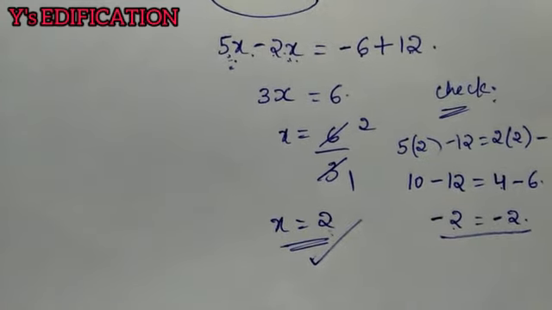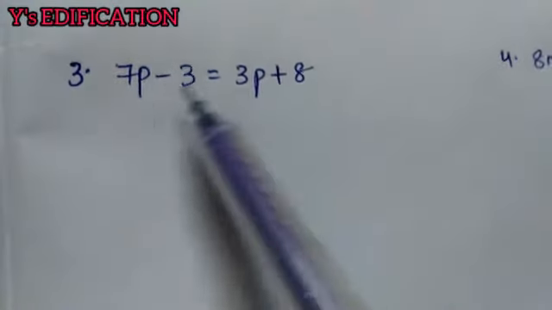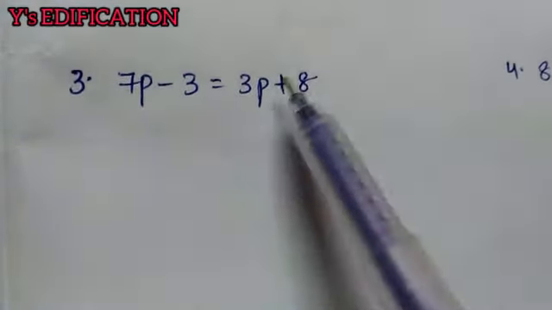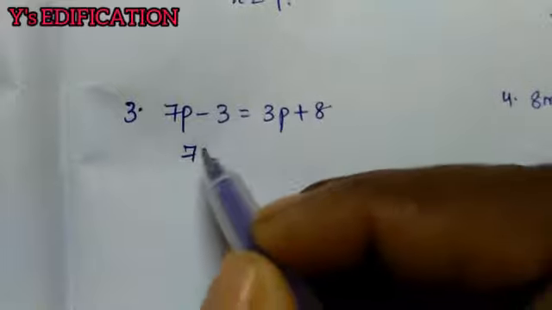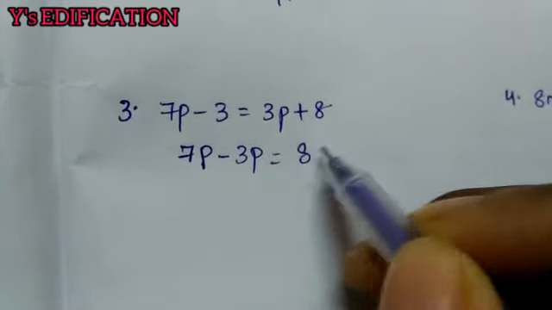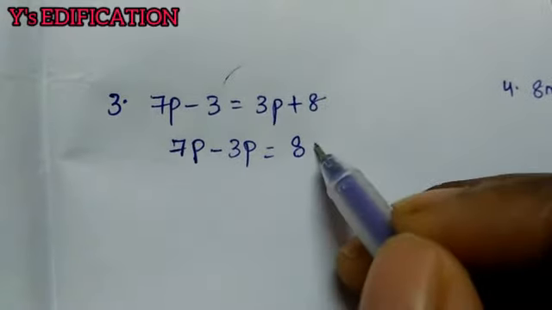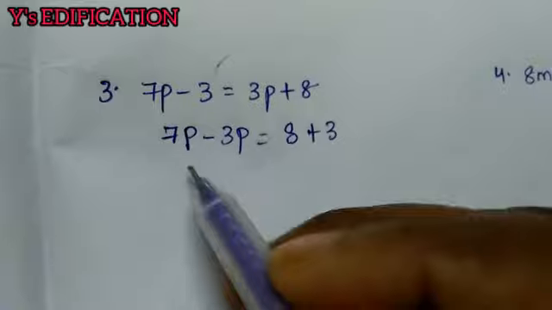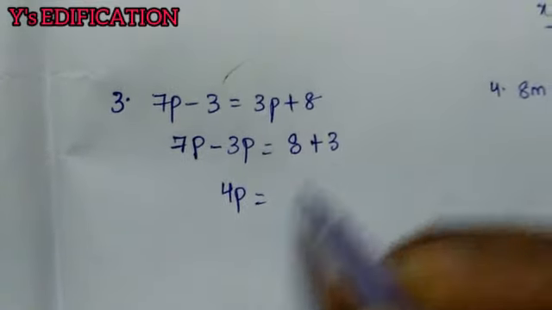So in this way you can do the check for the following problems. Okay, let's see the next problem. Again a similar problem. Here the variables are 7p and 3p. So what we have to do? We have to write both the variables on one side and both the numbers on the other side. So this is minus 3, so what will it become when we transpose this to RHS? It will become plus 3. What is 7p minus 3p? 4p is equal to 8 plus 3.